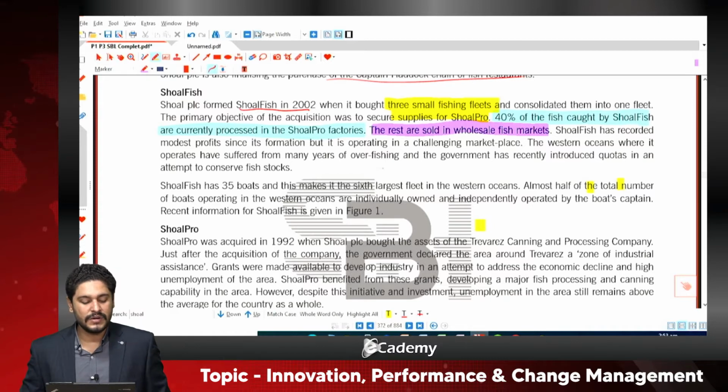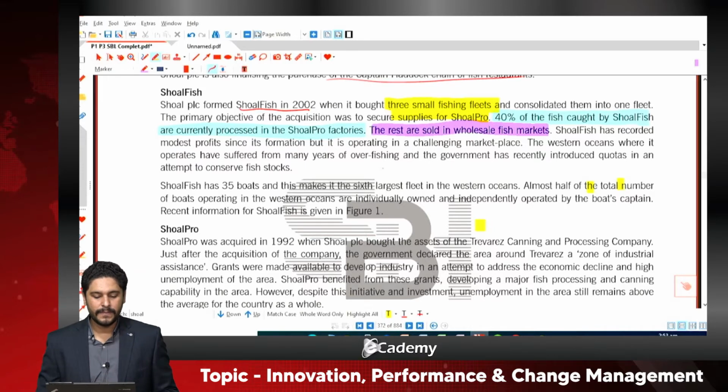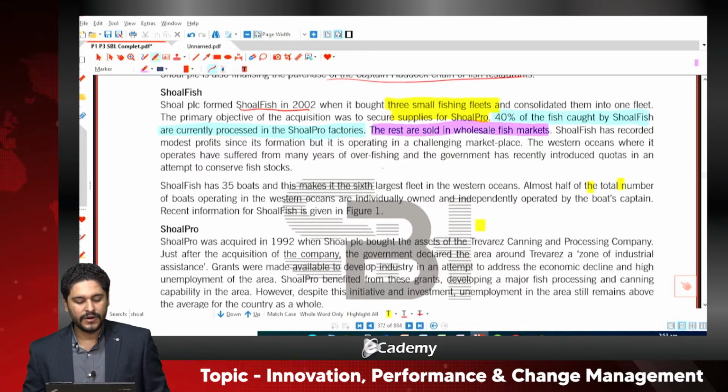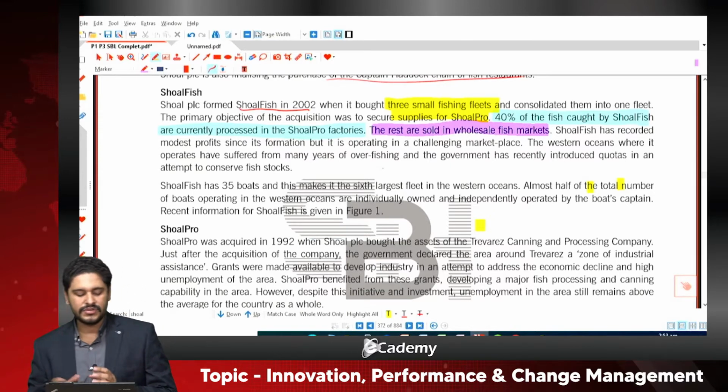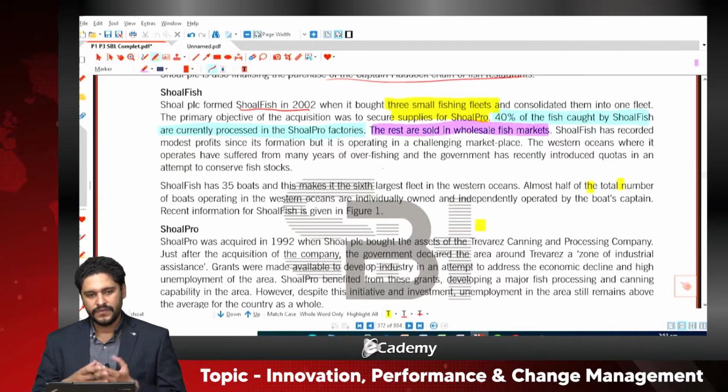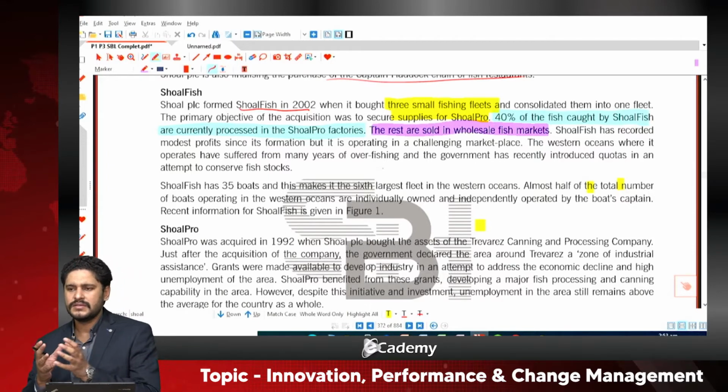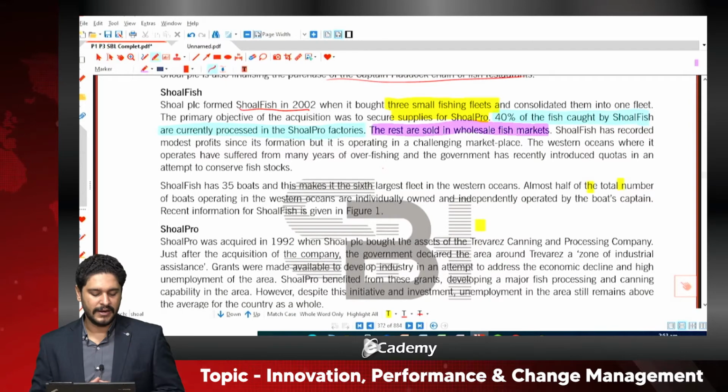Shoal Fish has recorded modest profits since its formation, but it is operating in a challenging marketplace. The Western Ocean, where it operates, has suffered for many years of overfishing, and the government has recently introduced quotas in an attempt to conserve fish stock. So basically there are certain quotas that have been introduced in an attempt to conserve the fish stock. This means that they might be getting some subsidies, they might be getting some quotas in this regard.